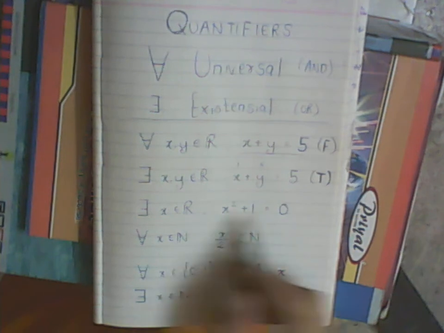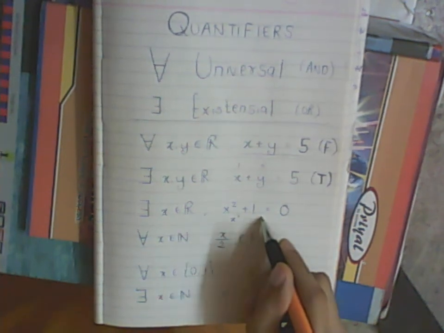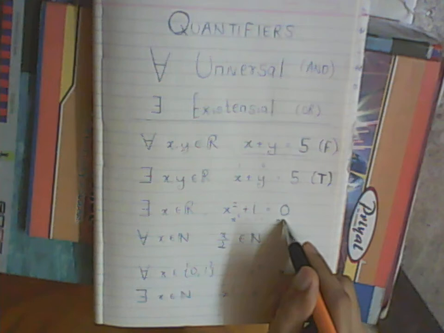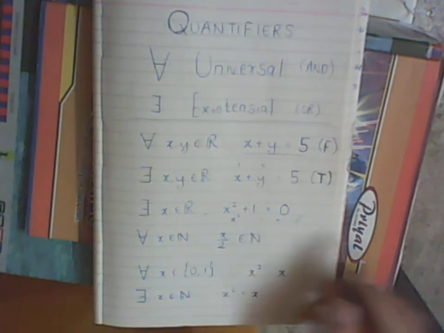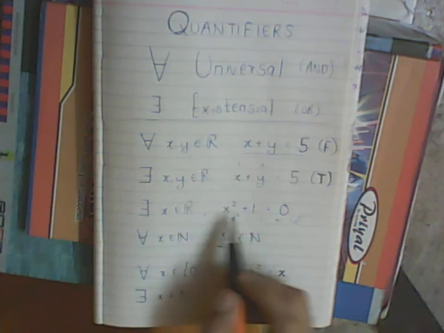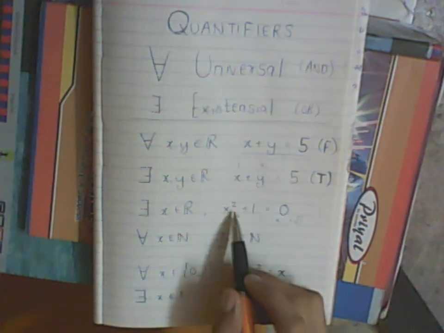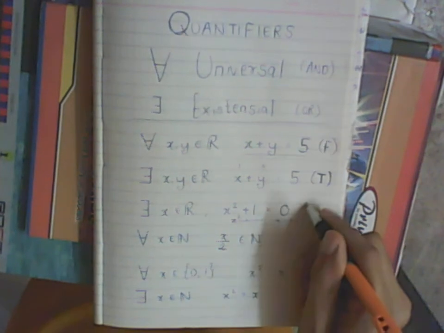Because if you were to solve this, you would get x squared is equal to minus 1, and x is equal to plus or minus the square root of minus 1, which goes into the realm of imaginary numbers, complex numbers. So there is no real number which satisfies this sentence. So I can say this is a false statement.